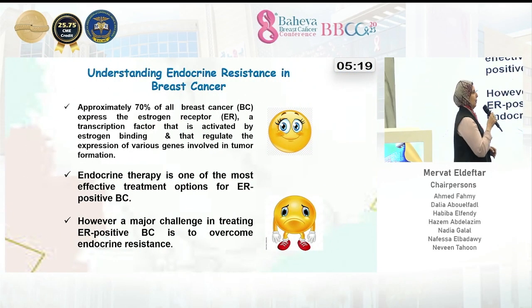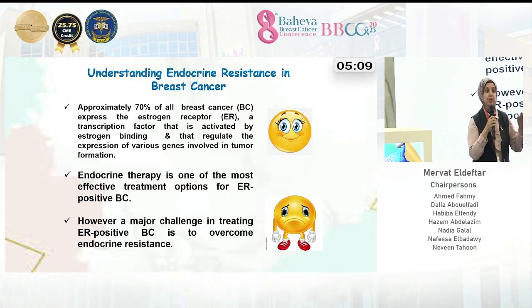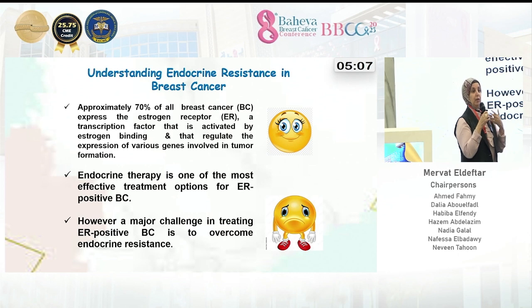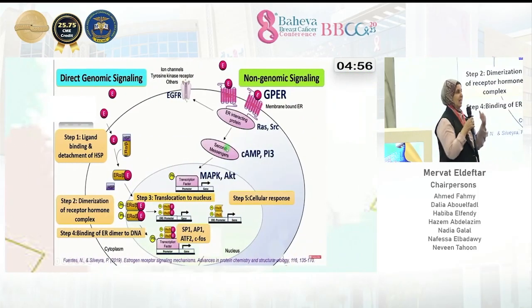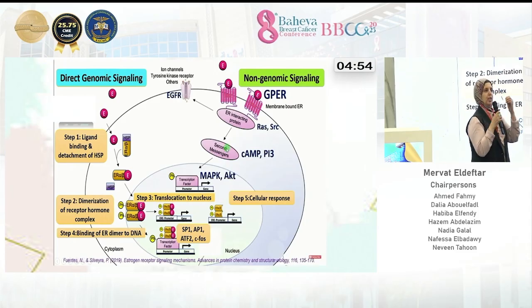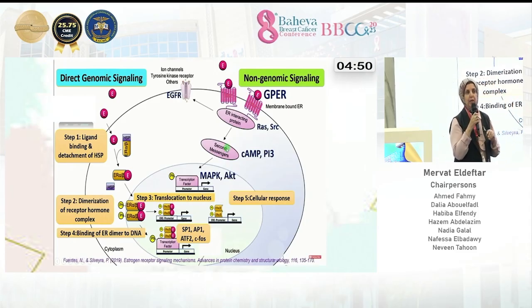The good news about breast cancer is that 70% of breast cancers are hormone receptor positive. However, the bad news is that many patients acquire endocrine resistance with time. You give endocrine therapy, but there is progression and relapse. So scientists worked on this in order to understand why patients undergo endocrine resistance.